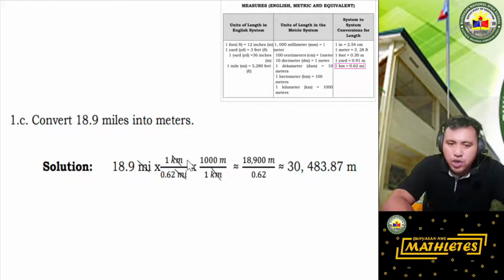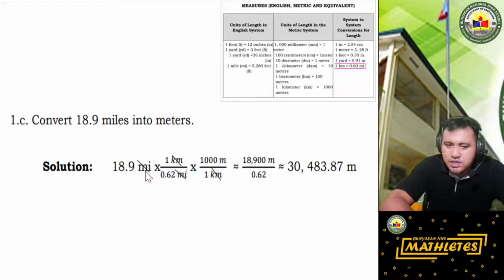So, first, we'll use miles to kilometer. So, that makes 1 kilometer over 0.62 miles times, upang makancel sa kilometer, hanap tayo ng kilometer na may kapartner na meter. So, we have this one. 1,000 meter over 1 kilometer. Kuha? Cancel km.